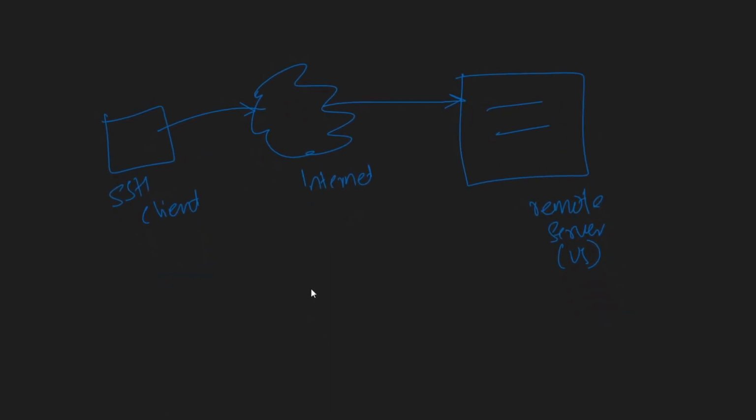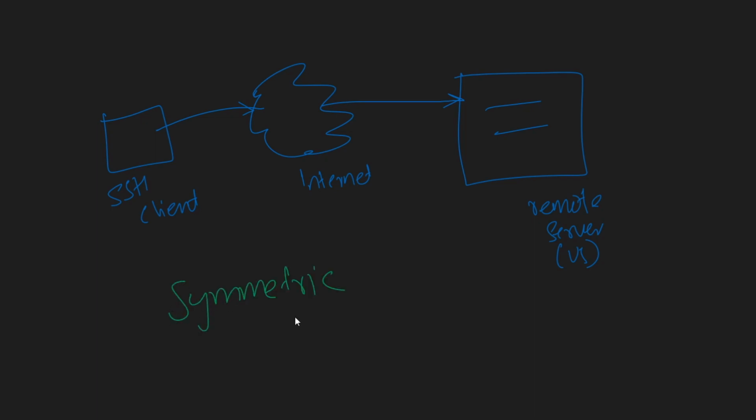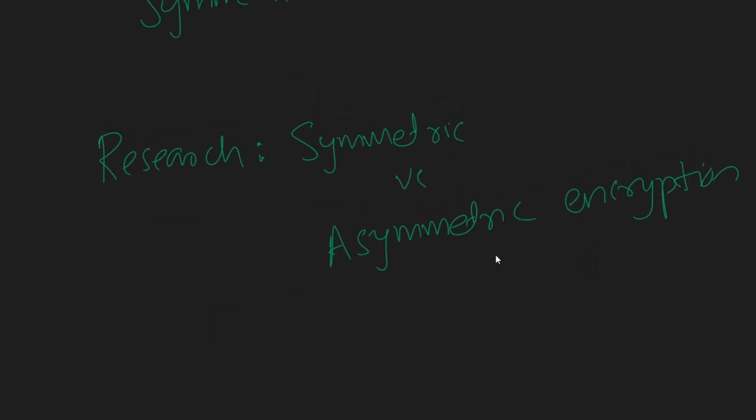But how is it encrypted? SSH uses symmetric encryption. Symmetric encryption means both parties use the same key to encrypt and decrypt the whole session or the whole traffic. So I have another exercise for you. Research about symmetric versus asymmetric encryption.